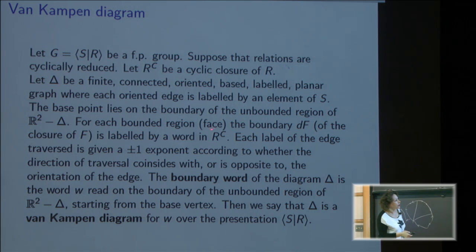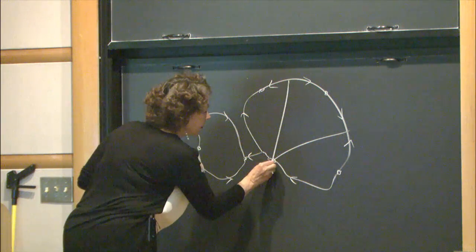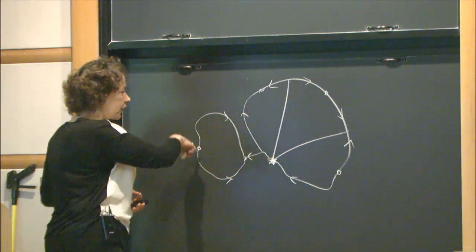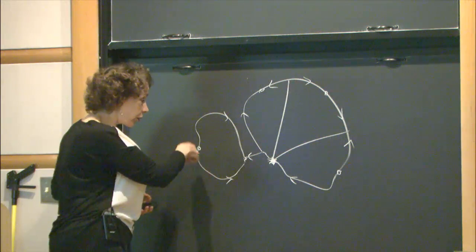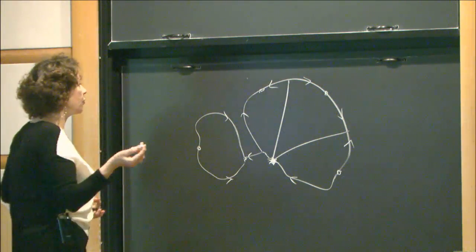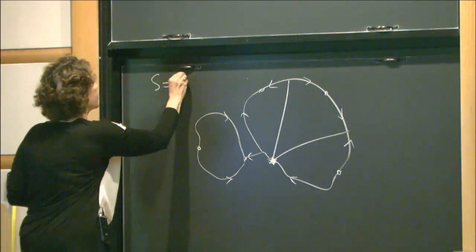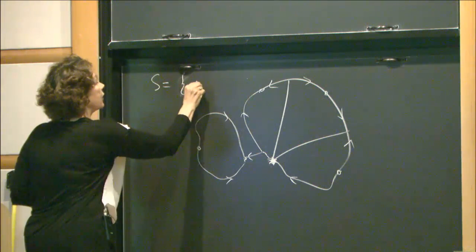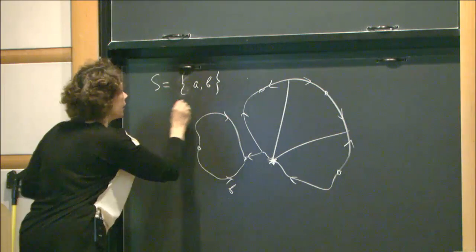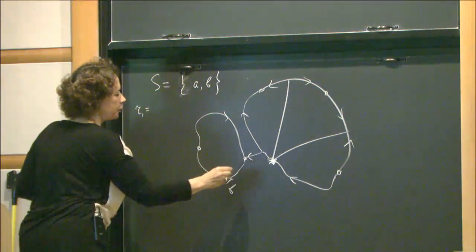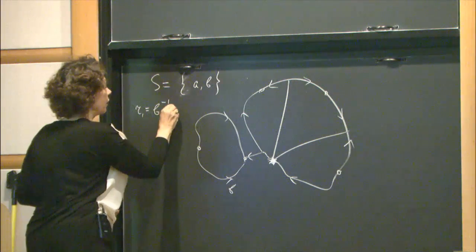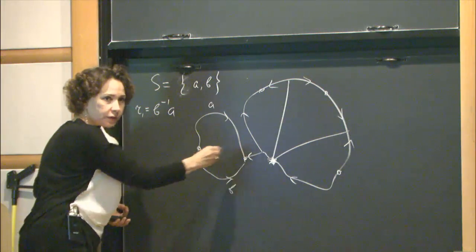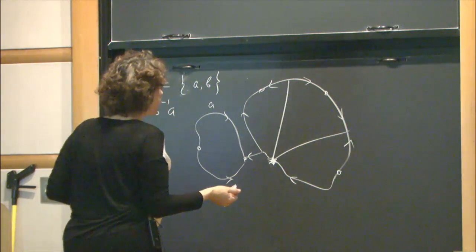For each bounded region, the boundary is labeled by a word in this cyclic closure of relators. Also, we need a base point somewhere. Let's take it here. So the boundary of a bounded region must be labeled by relators. For example, suppose S is A and B, and I have relations. R1 is, okay, B inverse, say A. So I labeled this face by this relation.